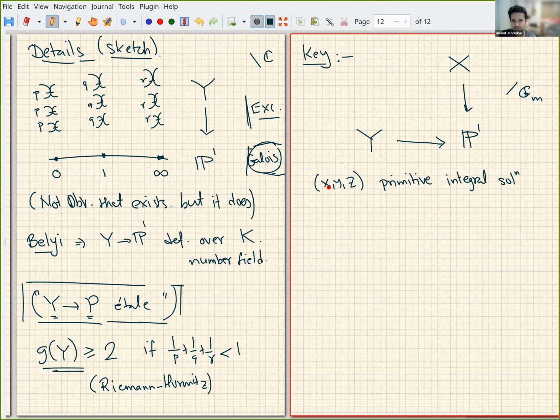Solution. A primitive just means GCD equal to 1 of X. So this gives rise to a rational solution. This bottom is only defined over K, so this actually gives you a K-valued point of P1, just the image. Specifically, it's the point A X to the P, B Y to the Q, C Z to the R. But there are lots of K-valued points of P1, because it's P1.